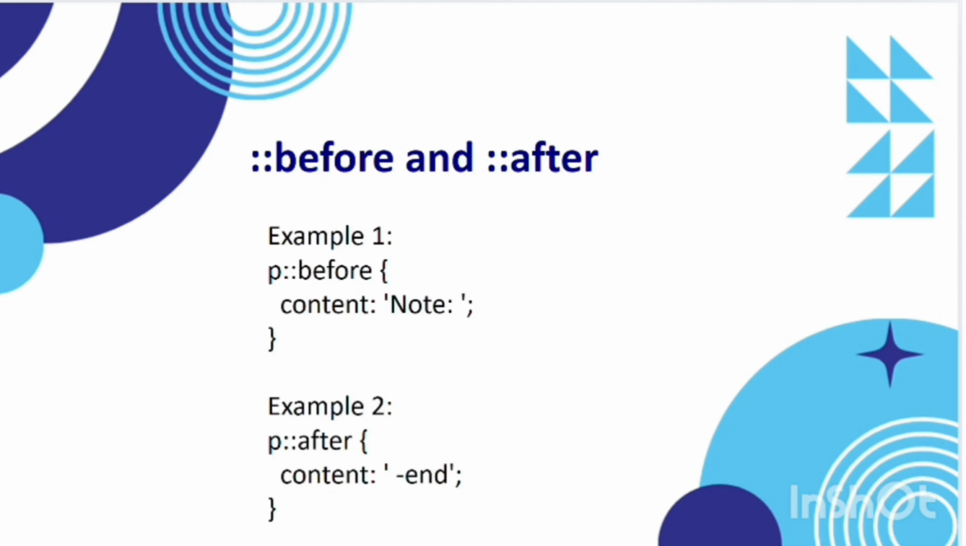Paragraph tag double colon before, open curly braces, content is "Note". Then what will it show? This adds the word Note before every paragraph tag. Let's see another example. Paragraph tag after, content "The End", which means this adds the words The End after each paragraph.